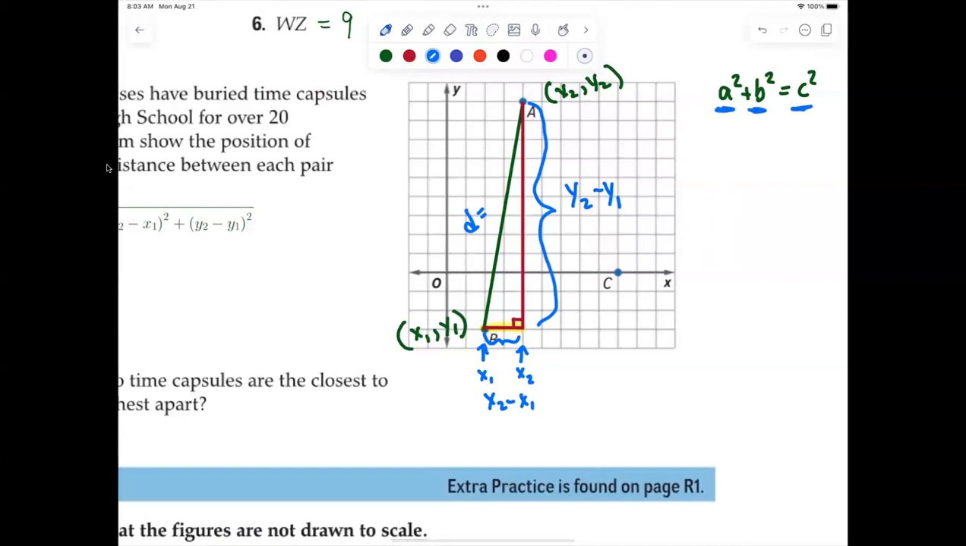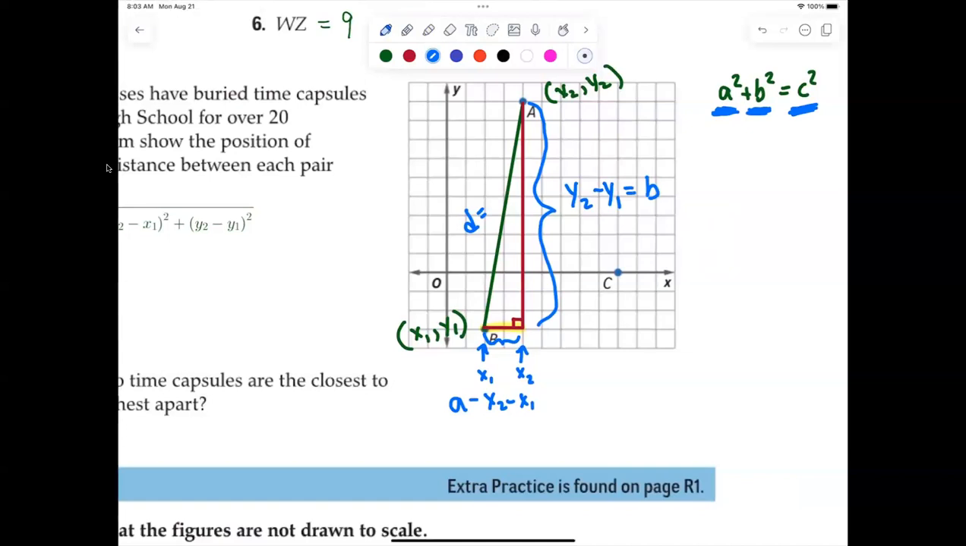What's the relationship? They're both straight. Well, okay, here we go. The relationship between the sides of a right triangle. That's the Pythagorean theorem. A squared plus b squared equals c squared. So you can call this down here, for example, A. You can call y2 minus y1 b, and d is considered your c.